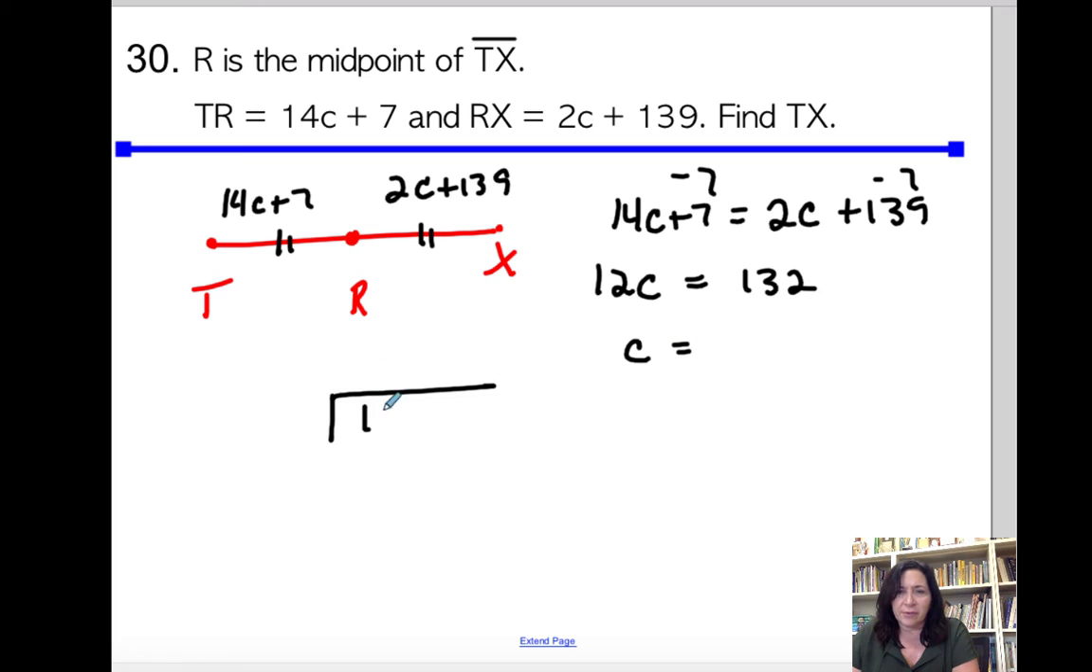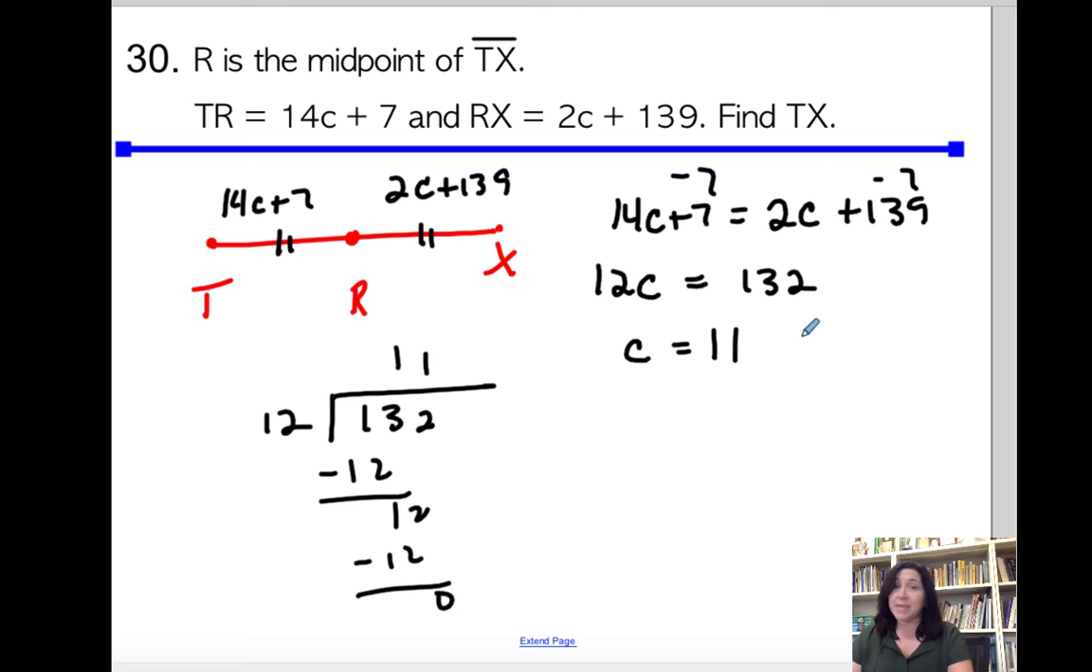And so you guys, most of you know how to do this. If you don't, you're not allowed a calculator. So you're just going to do this, and you work it out if you don't know what it is. So that's just 11. Subtract 12, we get 0 remainder. So divide by 12, we get 11. So c is 11.